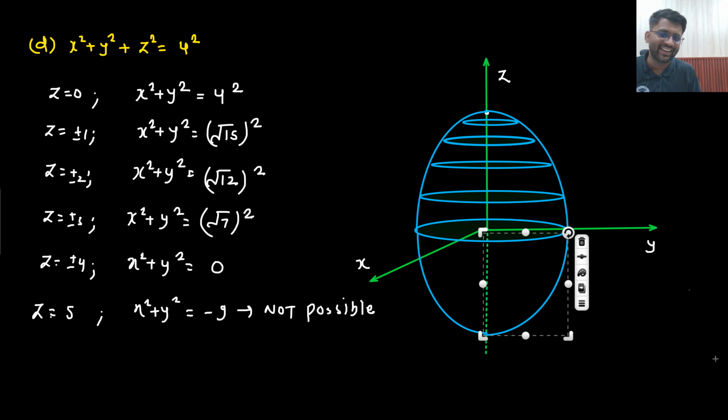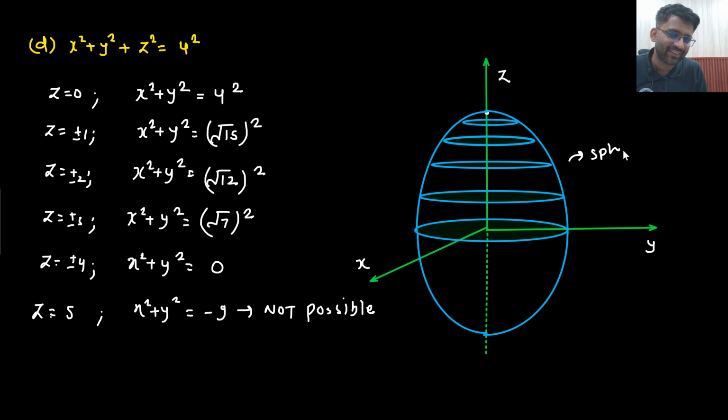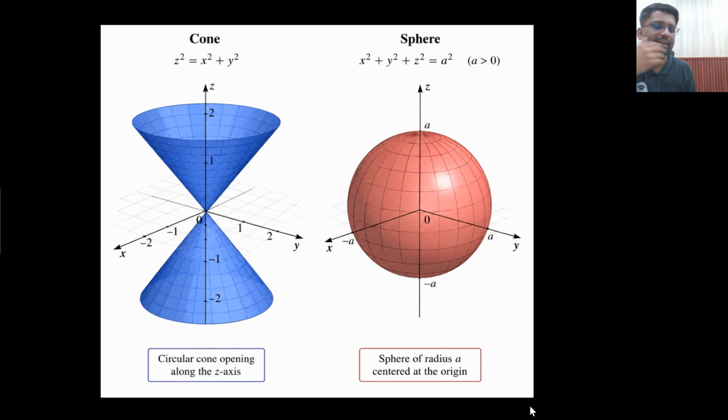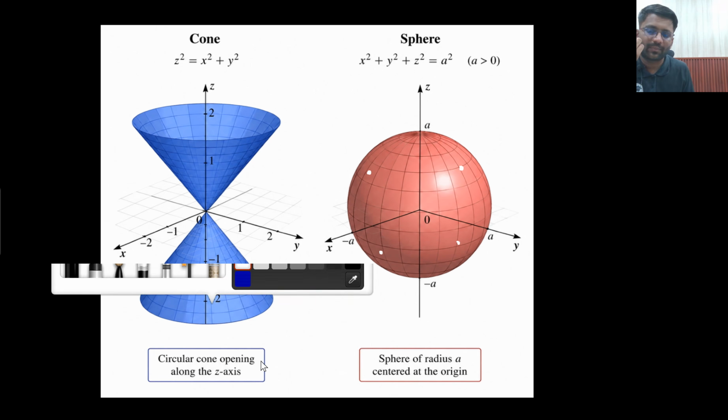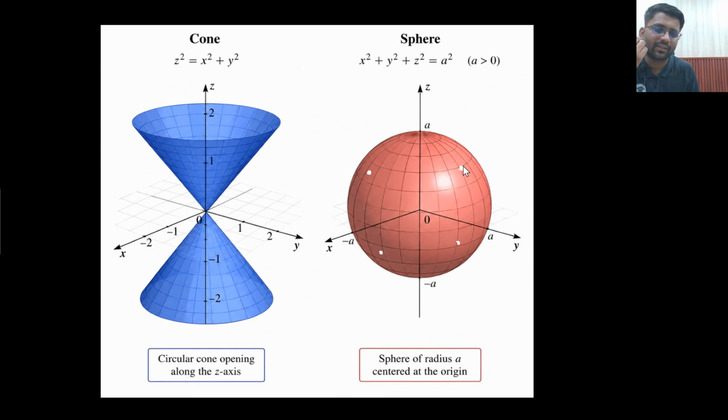Again it is looking like an egg shape, but actually it is a sphere, not an egg shape, because here it is constant, no? X square plus y square plus z square equals to 4 square. So this kind of sphere we will be getting. Basically any point you take on this sphere, at every point x square plus y square plus z square is nothing but 4 square.